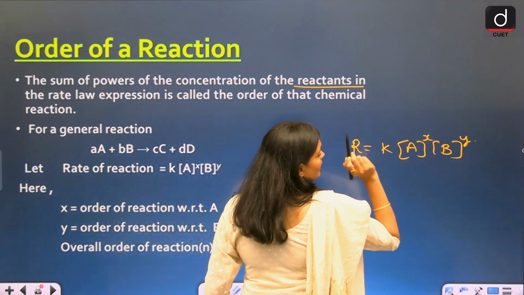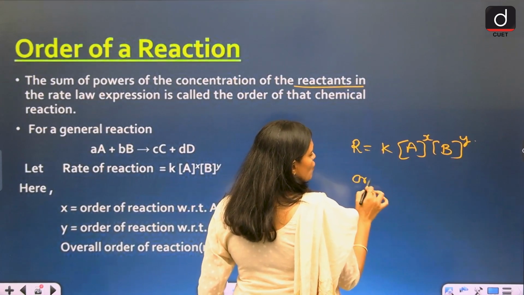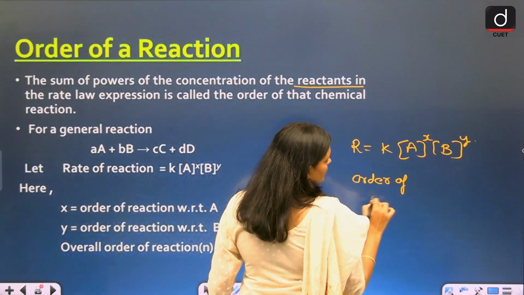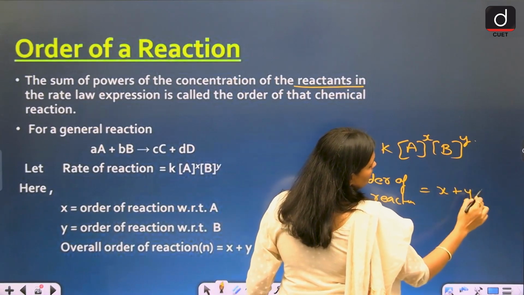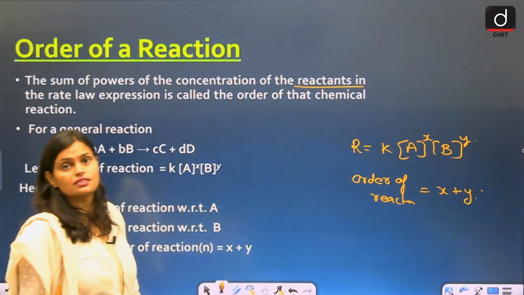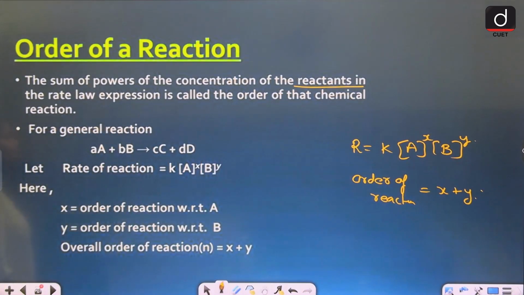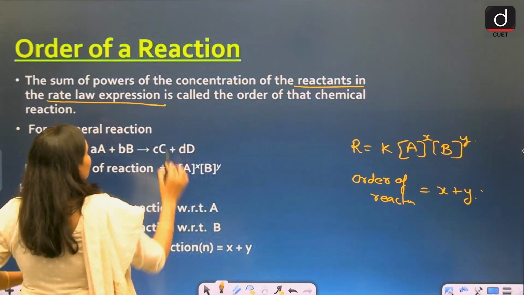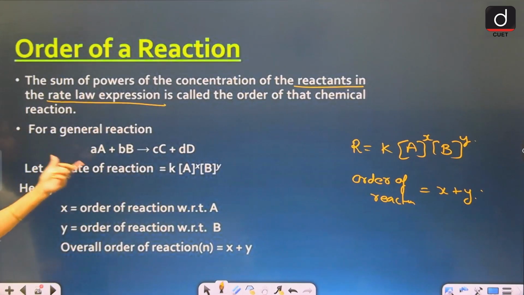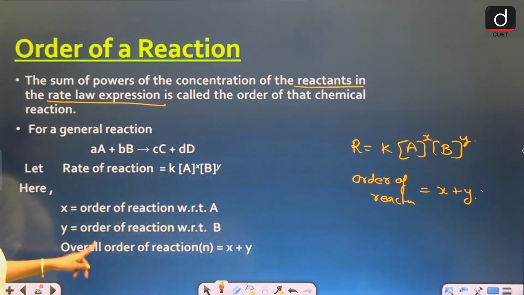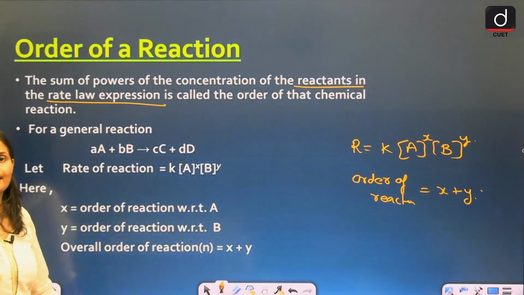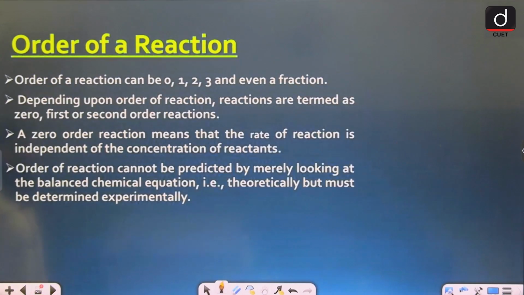Now what is the order of reaction? How are you going to calculate it? It is x plus y. This is the order of reaction: the sum of the powers of the concentrations of the reactants in the rate law expression. It's not like everywhere, only in the rate law expression is it called order. So x is the order of reaction with respect to A, y is with respect to B, so the total order of reaction becomes x plus y.